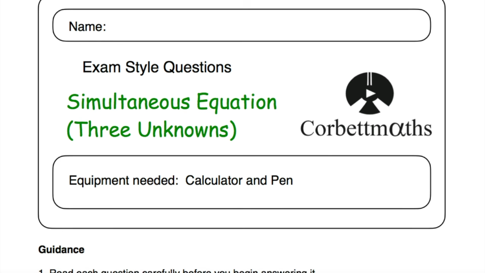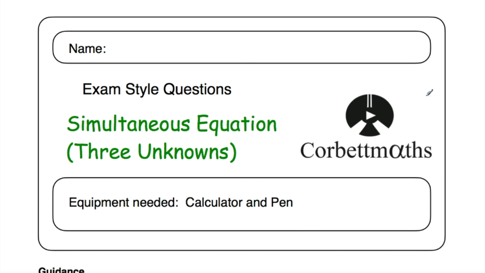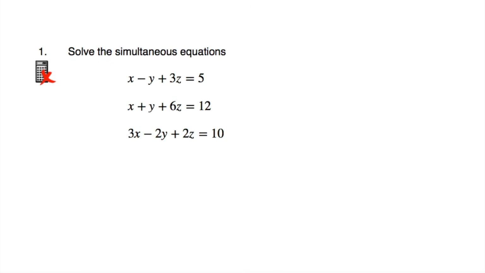But in this video, we're going to focus on the video solutions to the practice questions, so let's get started. Okay, question number one. We've been asked to solve the simultaneous equations x minus y plus 3z equals 5, x plus y plus 6z equals 12, and 3x minus 2y plus 2z equals 10. So we want to solve those simultaneous equations.